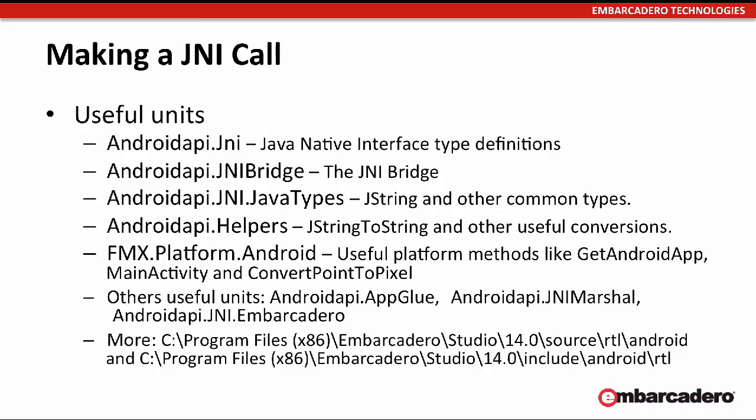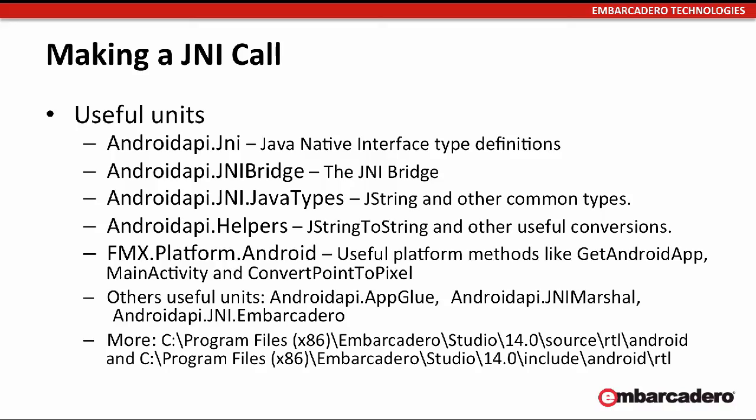So to make a JNI call, there's some useful units you're going to want to use. So I put these here just so you can come out and grab it. The most useful one I find I'm using a lot is the Java types. That's where JString is, and then Android API helpers, because that's got the JString to string converter, as well as converters going the other direction. Some other useful units are in there.